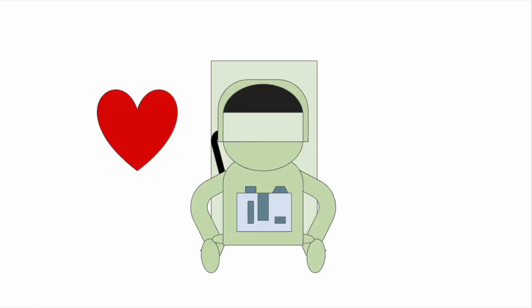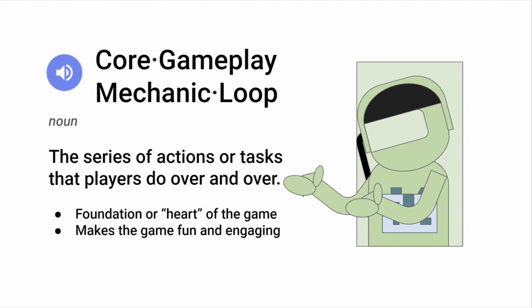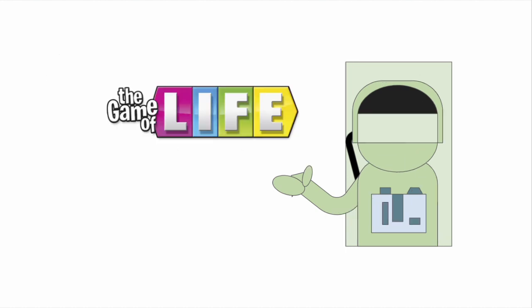The core loop is the heart of your game. It is the series of actions or tasks that a player does over and over and over in your game. It makes up the foundation of what a game developer can build on, and a well-designed loop will keep the player engaged and wanting to progress without feeling like it's getting old or repetitive.